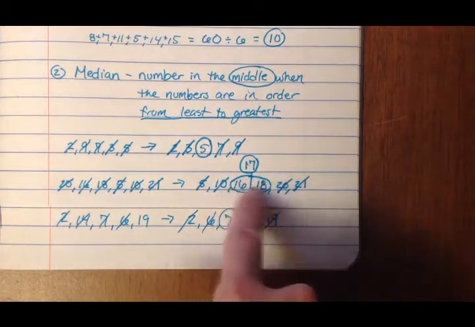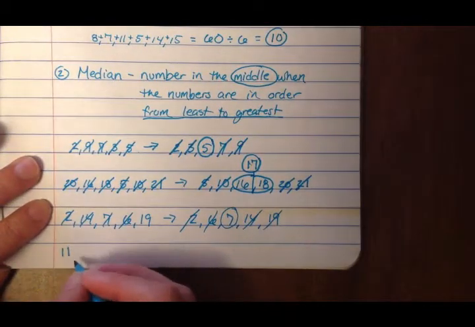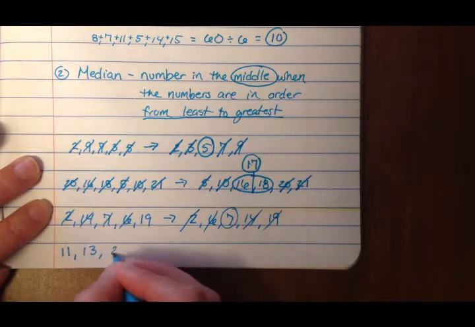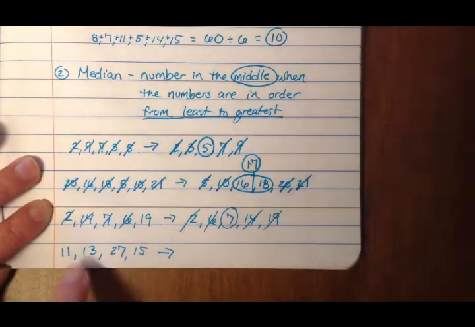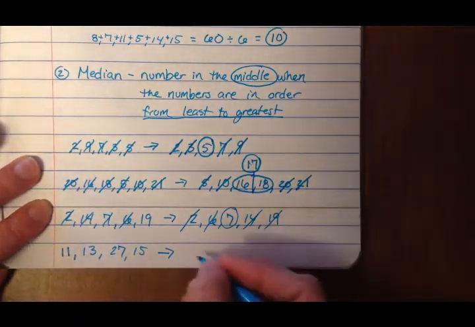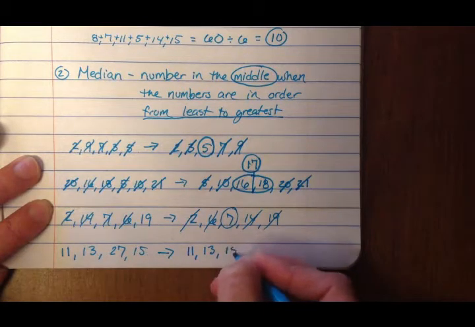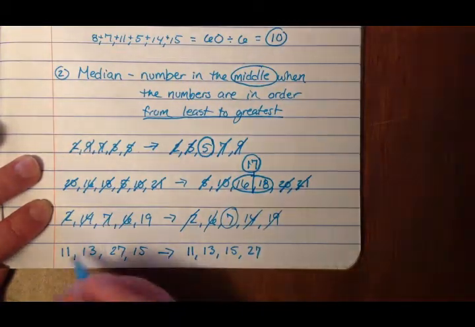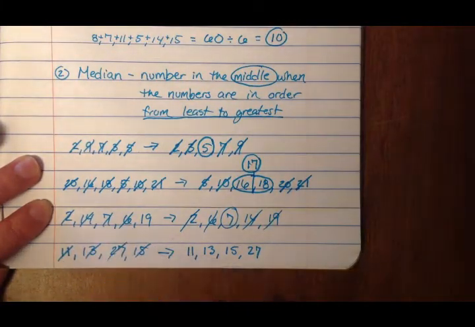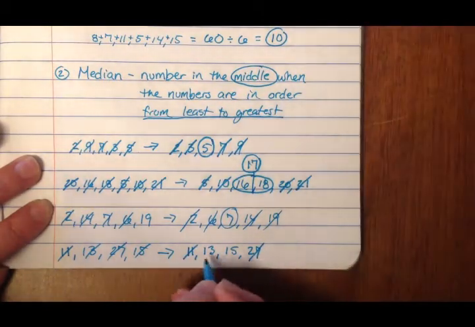And let's do one more example where there's 2 numbers in the middle. So let's say the last set of numbers is going to be 11, 13, 27, 15. So we put them in order first. Actually, these 2 are already in order. So 11, 13, 15, 27. Make sure they're in order from least to greatest first. And lowest, highest. We end up with 2 in the middle.